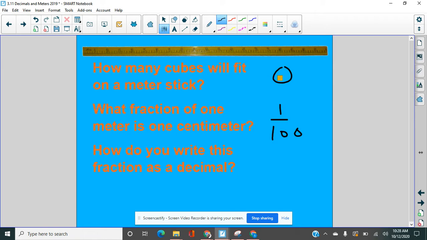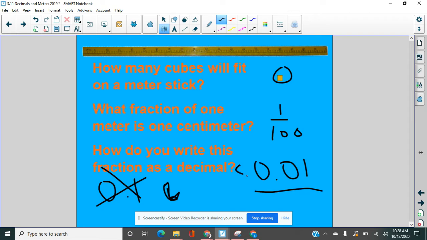How do you write that as a decimal? 0.01, right? If you wrote 1/10, that is not correct. That was the long. We're talking about the cube. The cubes are like pennies. See? Looks like a penny.